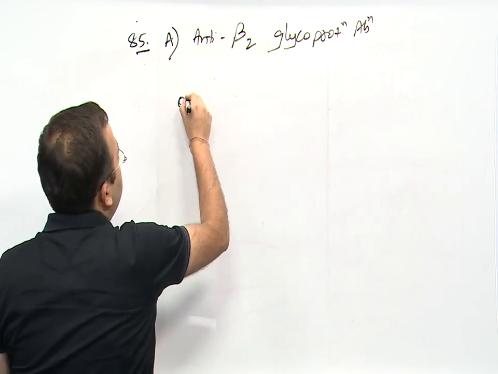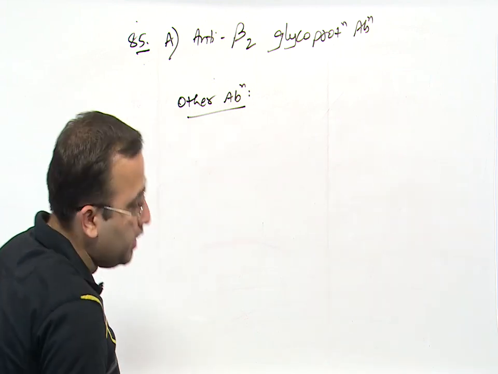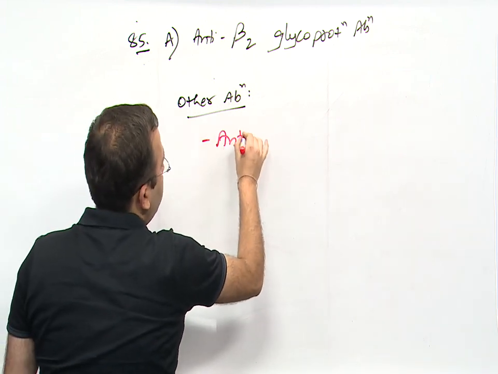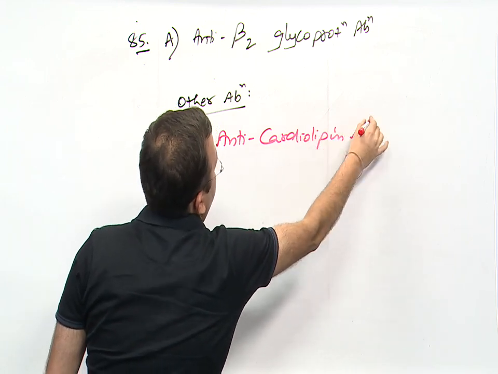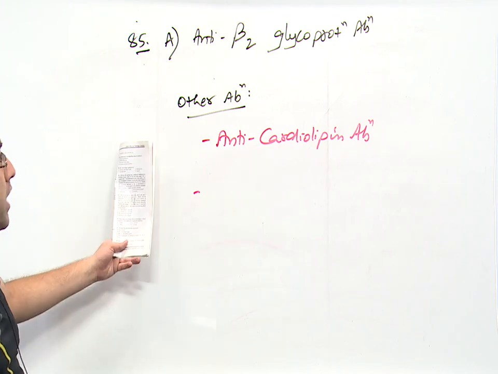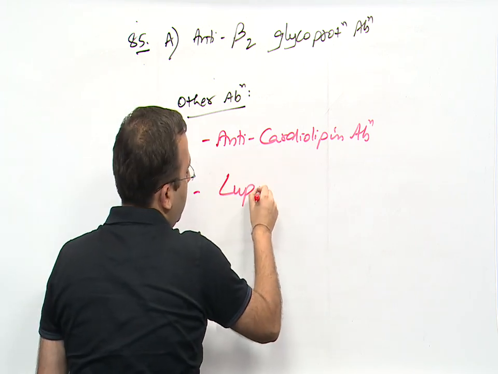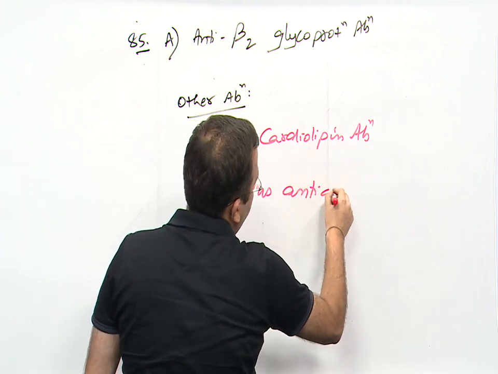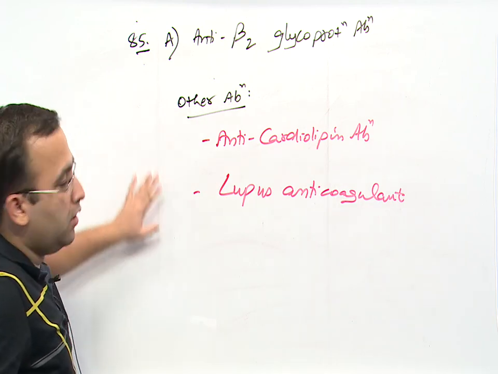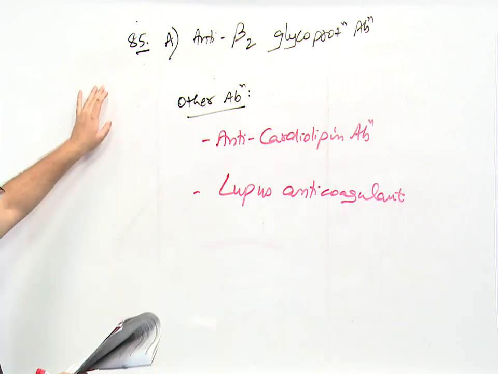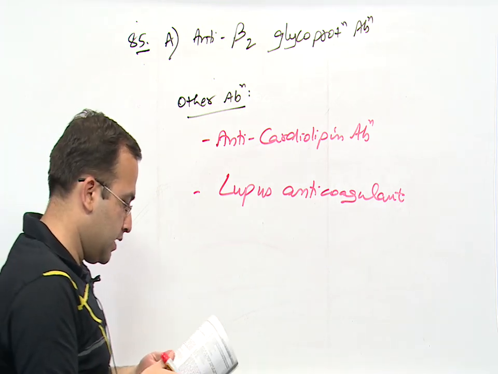Other antibodies that are seen are anti-cardiolipin antibody. It is APLA, that is lupus. It is also associated with anti-cardiolipin antibody and lupus anticoagulant. This is question 85. Next, question 86.